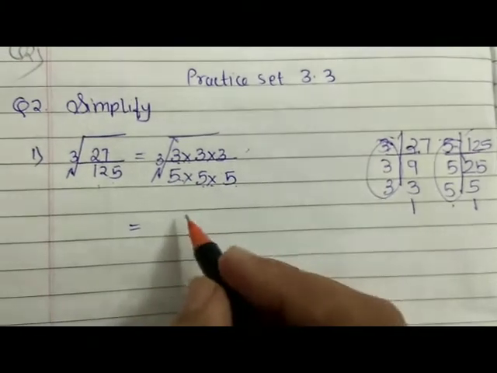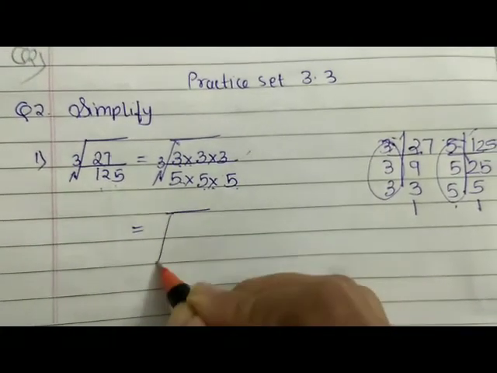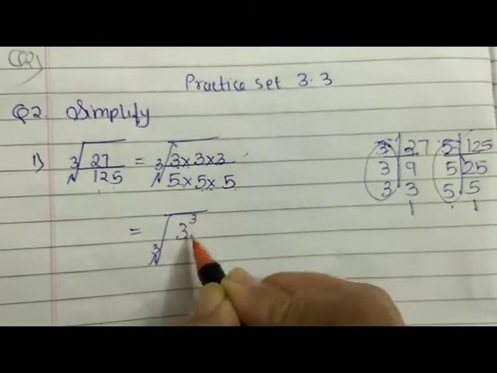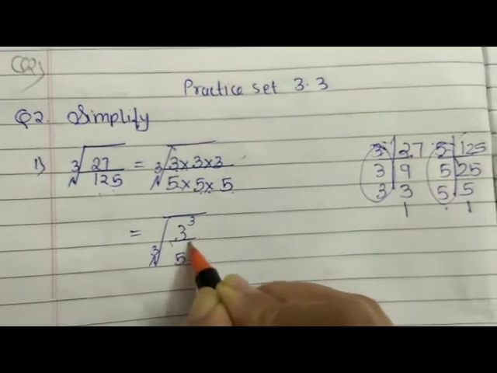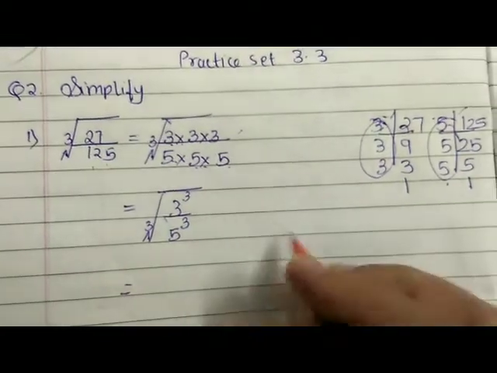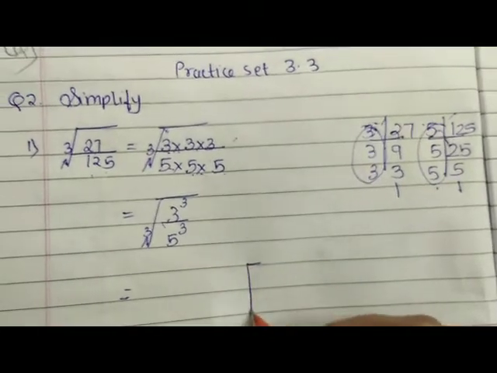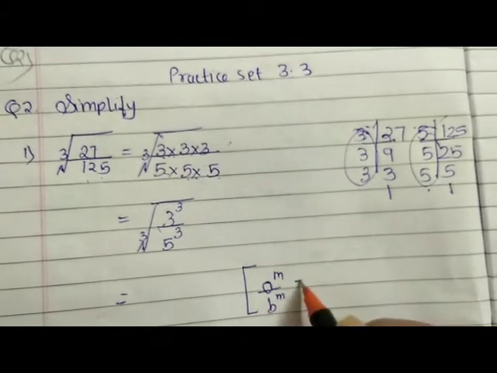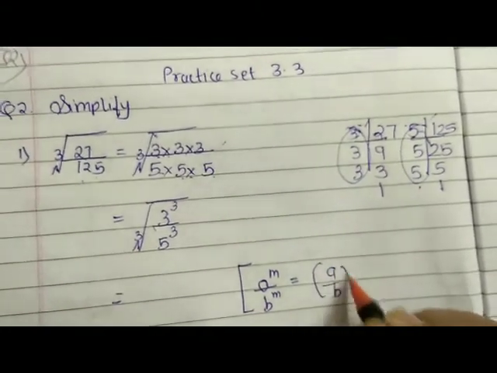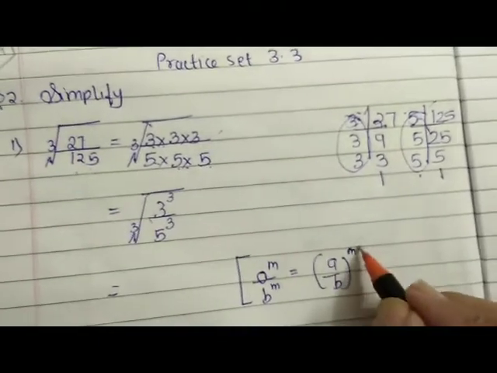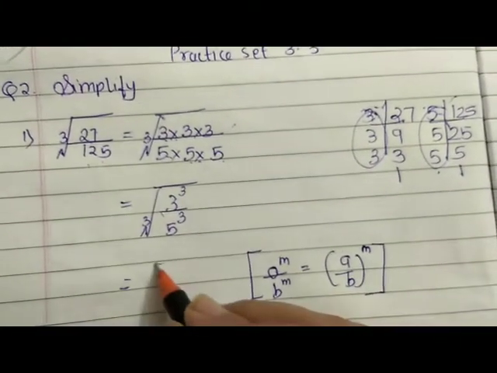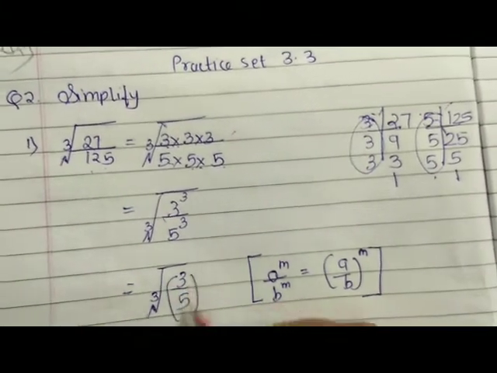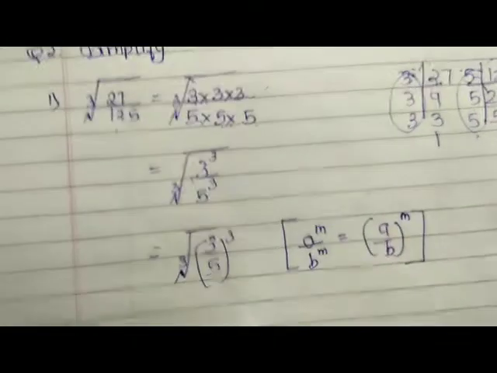Now after writing down the factors, you can write it as 3 raised to 3 upon 5 raised to 3. You will know the law, that is, a raised to m upon b raised to m is equal to a upon b, the whole raised to m. So using this law, we can write it as 3 upon 5, the whole raised to 3.